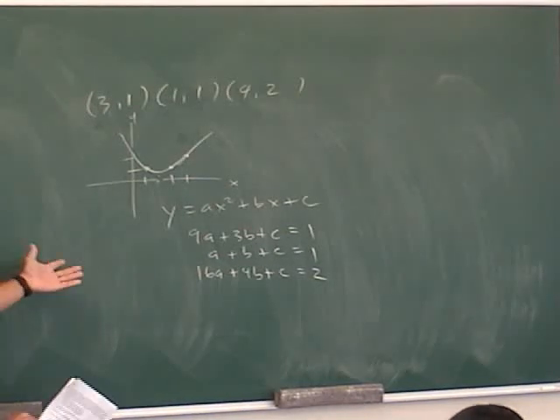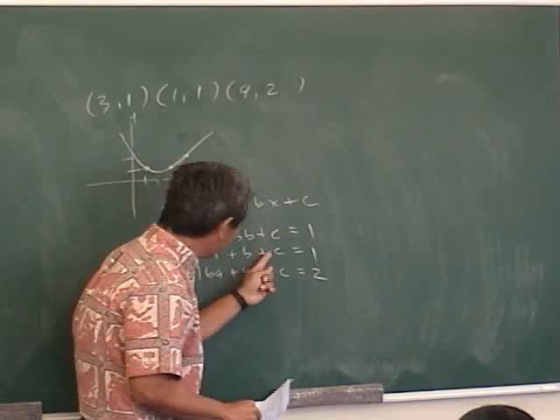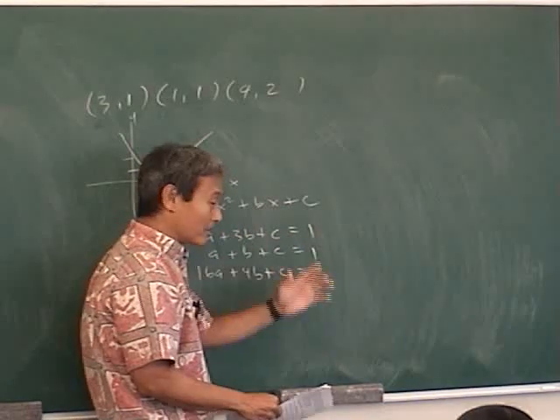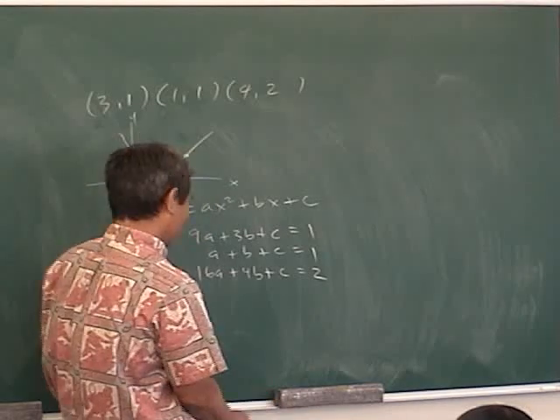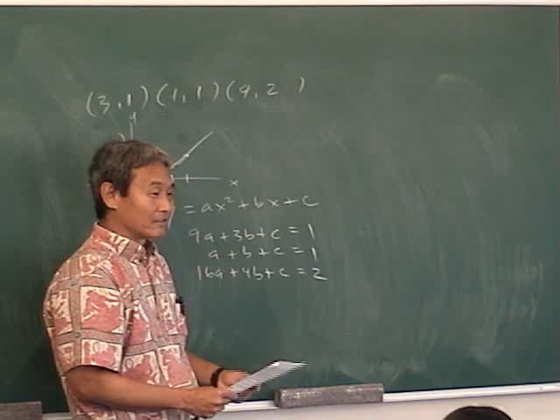When you come out of Algebra 2, you should be experts at solving 3 equations, 3 variables. And you know why this is easy? Because look, the coefficients of c are all 1. So if you just subtract one equation from the other, the c's are going to disappear, right? Okay, so use your Algebra 2 prowess to solve it. If not, write it on the board.